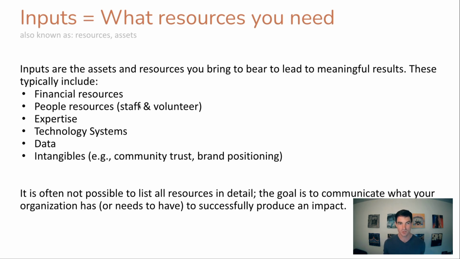So, financial resources, people resources, which could include staff or volunteers. Expertise is another big one. Any technology systems that you've developed that are a real differentiator for you, data that you might have access to that other organizations don't. And the final one is a big one, intangibles. Every organization might have something that is perceived about them, brand positioning, community trust, that is a really helpful asset and positions them to do their work in a unique way that other organizations aren't.